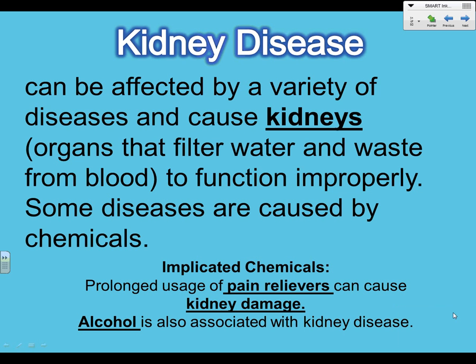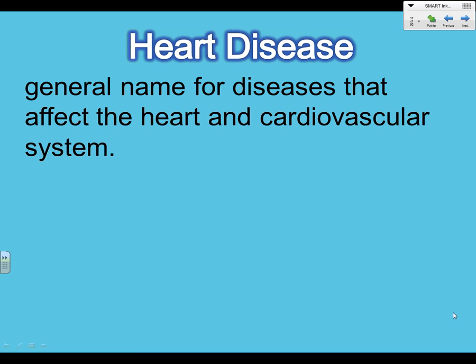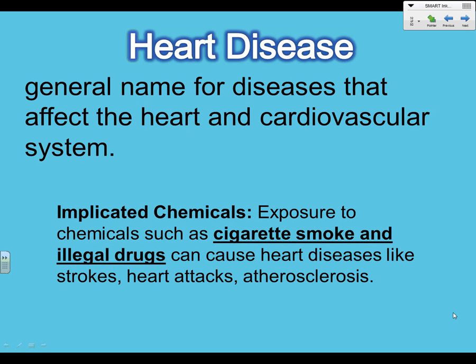All right. So there goes your kidney disease. The next disease would be a general name for this disease that affects the heart. So any disease that affects your heart or your cardiovascular system, this would be heart diseases. So this would be like your stroke, your atherosclerosis, heart attacks, all of that stuff. Implicated chemicals would be exposure to chemicals such as cigarette smoke and illegal drugs. Alcohol too. These can cause heart diseases like strokes, heart attacks, atherosclerosis.